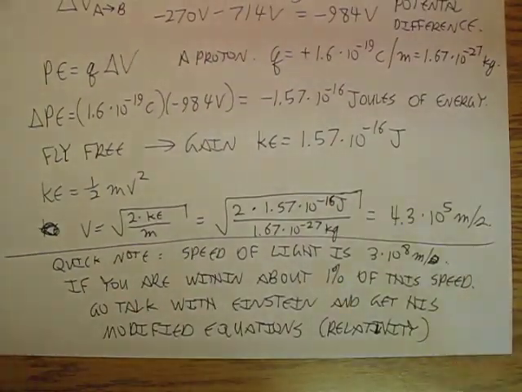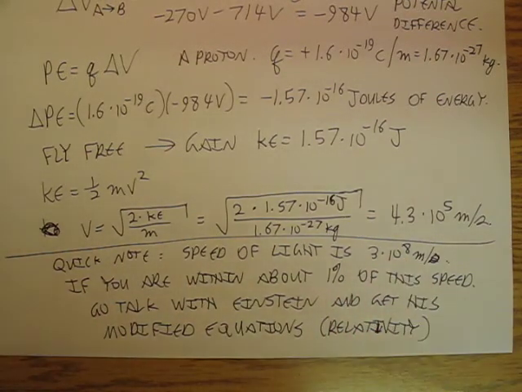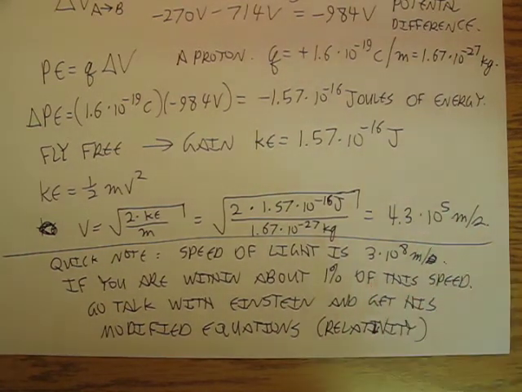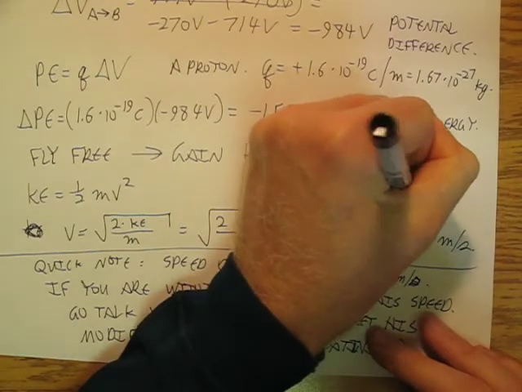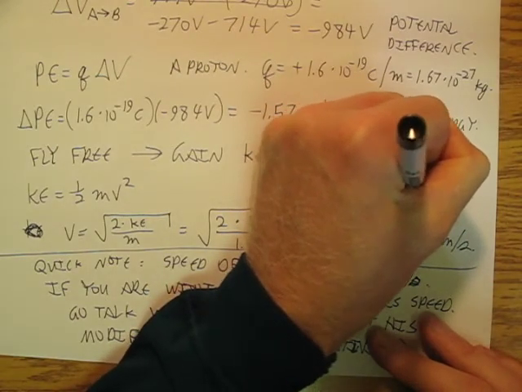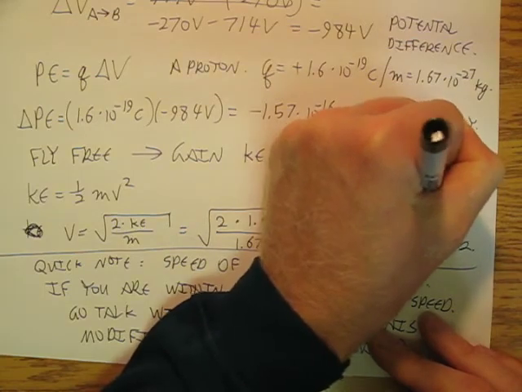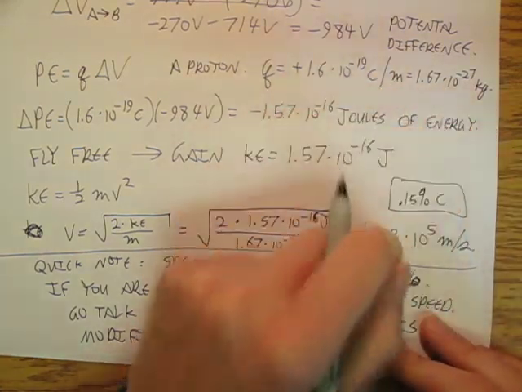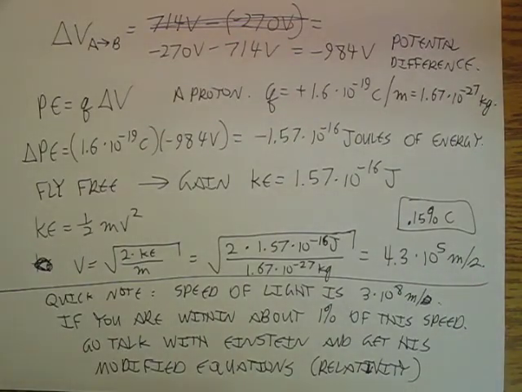Okay, so quick note, the speed of light is 3 times 10 to the 8th meters per second. If you're within about 1% of this speed, you can't use this equation anymore. You've got to go talk with Einstein and get his modified equations, which is relativity. So 1% of the speed of light is about 3 times 10 to the 6th, and so I'm at about 0.15% of c. So I'm okay with the example that I gave right there.